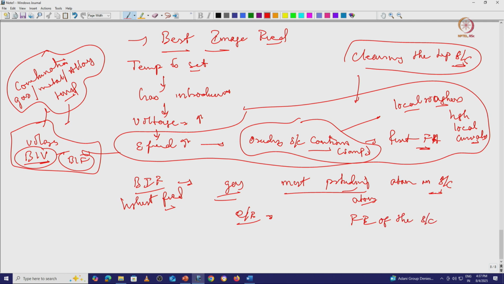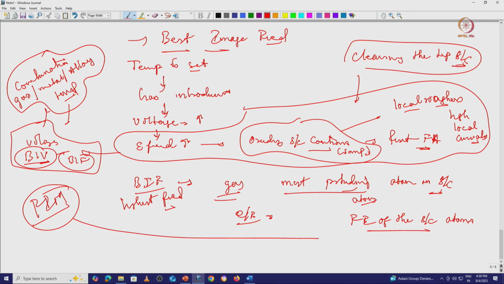Okay. So during FIM, you should be very careful that the voltage is such that it does not field evaporate the surface atoms. It should be enough to reach the highest field, which has enough electric field where the gas gets ionized. And it will image the most protruding atoms present on the surface.